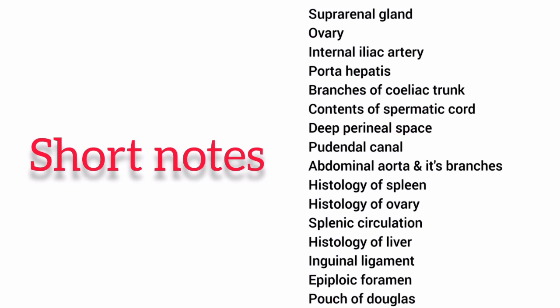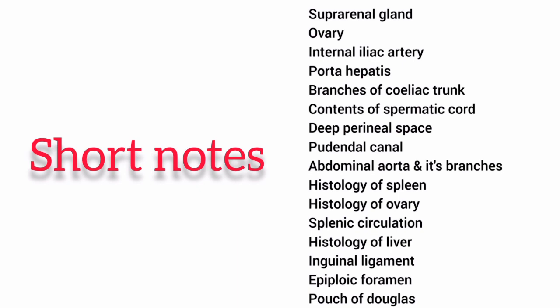Next up is abdominal aorta and its branches. Mention the name of every artery, the diagram. The examiner loves to ask this question in viva as well as theory. Next is the histology of spleen and ovary. Please draw a diagram and then explain the features. Then is splenic circulation. It is very important if the examiner wants to make the question paper a bit difficult. Then is histology of liver along with the features and the diagram.